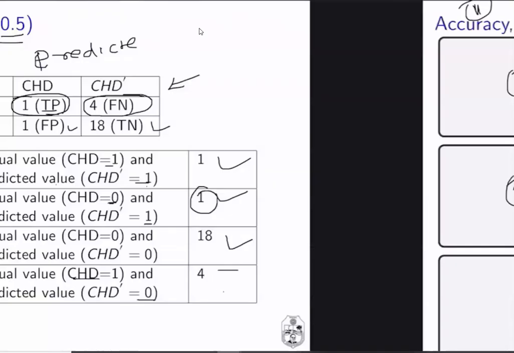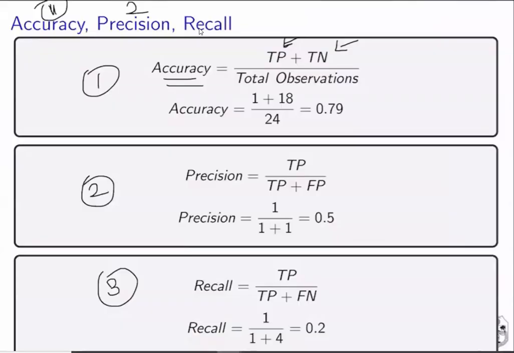Accuracy is the ratio of TP plus TN divided by total observations. In this particular case, there are 24 observations, and the value of total positive is 1 and the value of total negative is 18. 18 plus 1, 19, divided by 24, accuracy will come around 0.79.